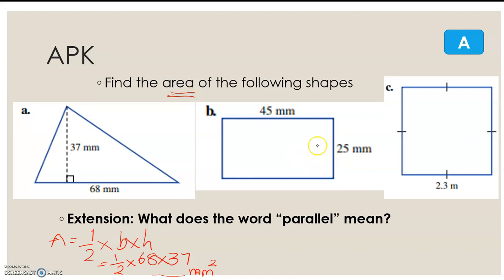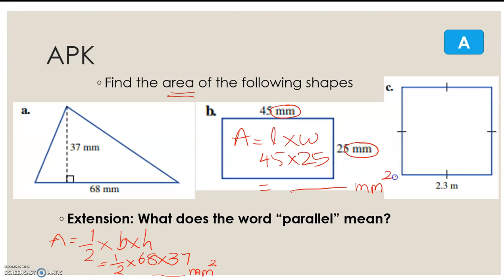To work out the area of this rectangle, area is equal to length times width. So I've got 45 times 25. Always make sure the units are the same, because if they're not, you will have to convert the units to make sure they are the same. And so whatever answer you get there is millimeters squared again.